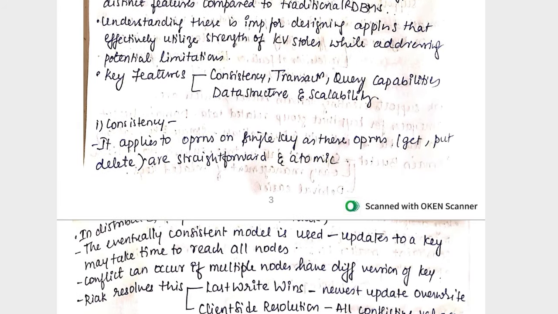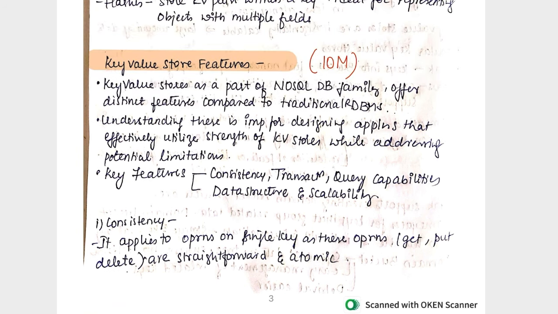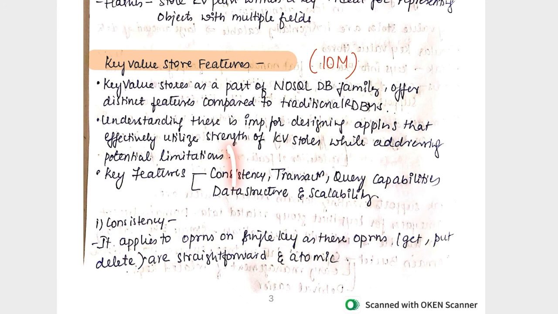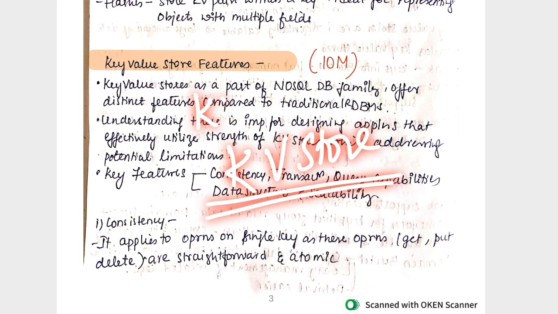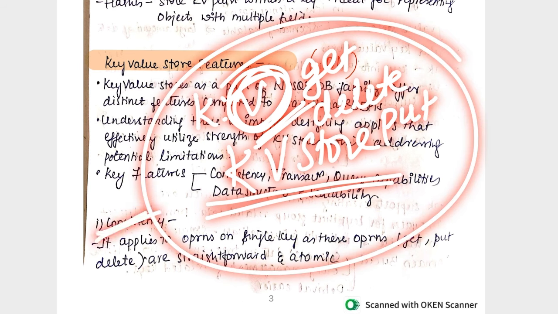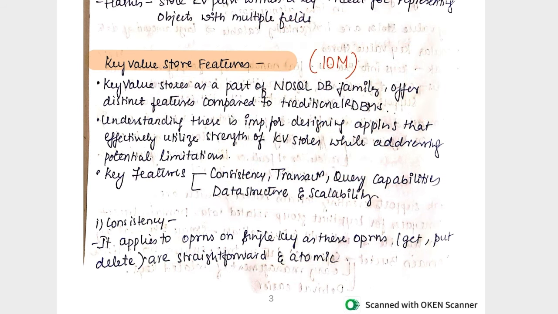So let's look into the features one by one. Okay, so the first one which we'll encounter is consistency. Consistency applies to all operations on a single key, as operations like get, put, delete are straightforward and atomic. So we know that in key value stores, all the operations are atomic. On one key or on one value, we'll be performing the operations, either get, delete, or put. So it is very important to maintain consistency when it comes to these single keys, right?